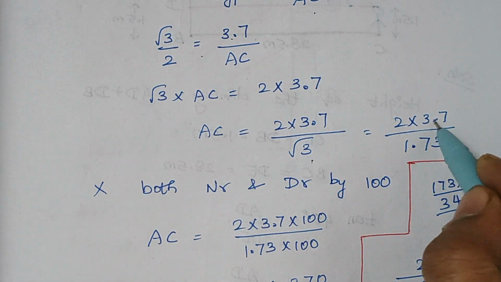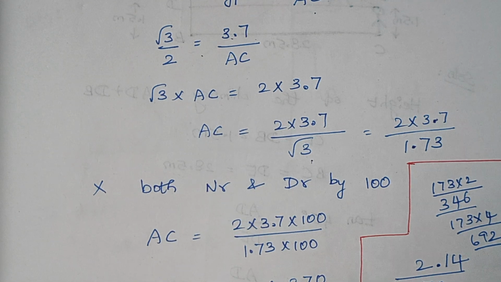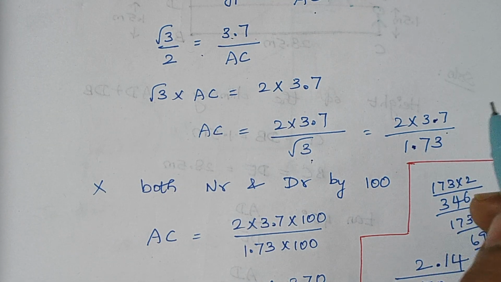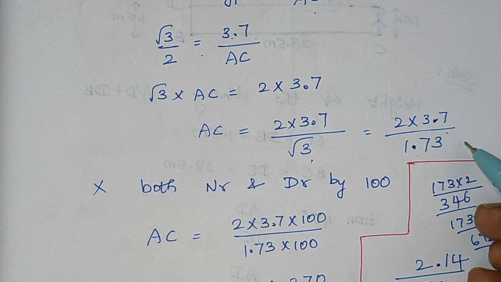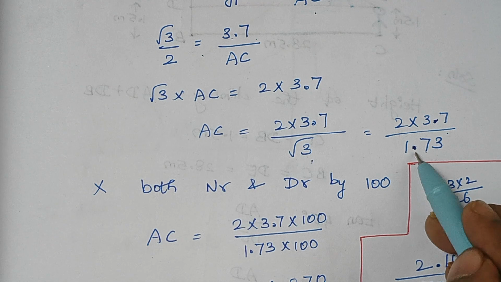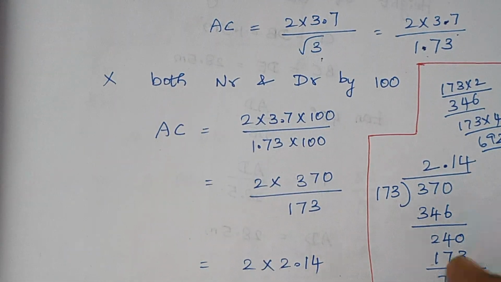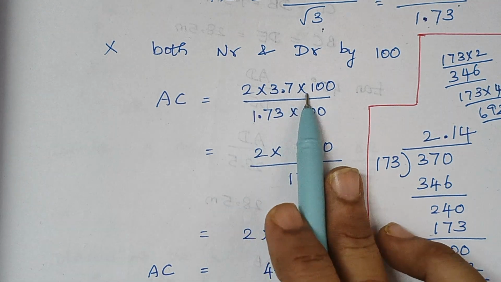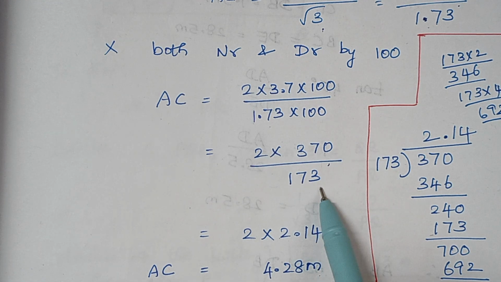Since I am having decimal points, I like to remove those decimal points because it will make our calculation a bit easier. Since I have two digits after the point here, and only one digit there, I am multiplying both the numerator and denominator by 100. When 1.73 is multiplied by 100, it becomes 173. Therefore, 2 into 3.7 into 100 becomes 370, and 1.73 into 100 becomes 173.